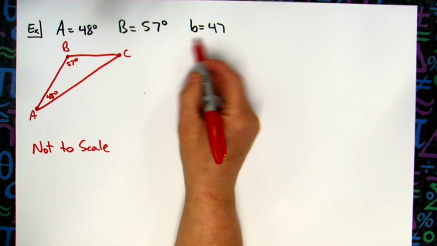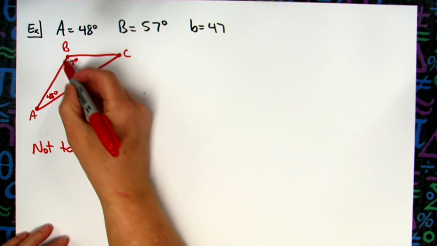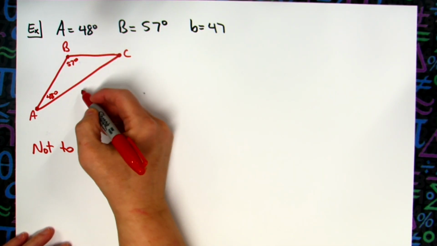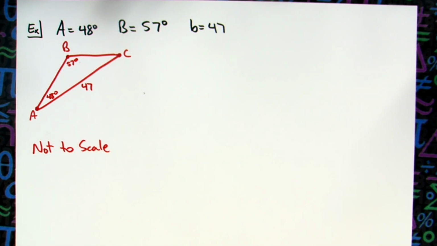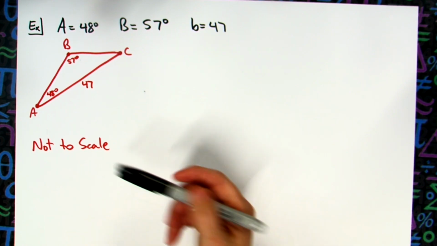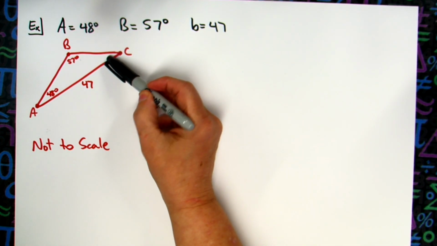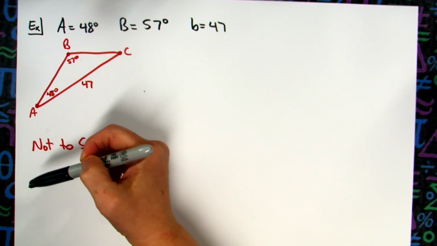And they've given me little b side, so that's the side across from angle B. Basically the directions are going to say, solve, find all the missing parts of the triangle that you can. That means I've got one angle I've got to find, and two missing sides I've got to find.